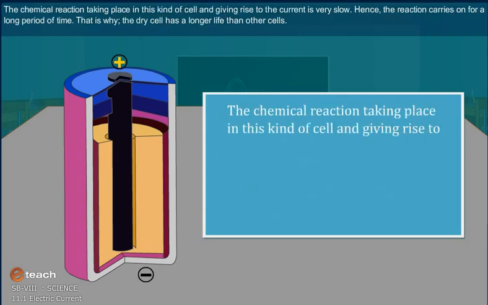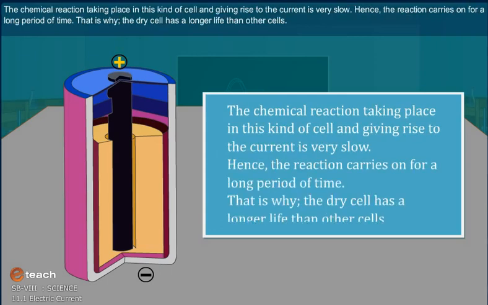The chemical reaction taking place in this kind of cell and giving rise to the current is very slow. Hence, the reaction carries on for a long period of time. That is why the dry cell has a longer life than the other cells.